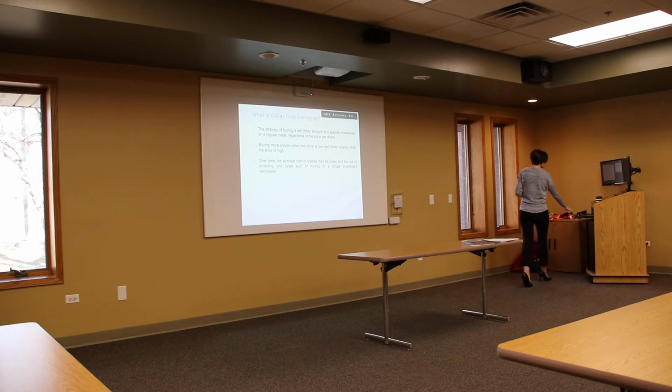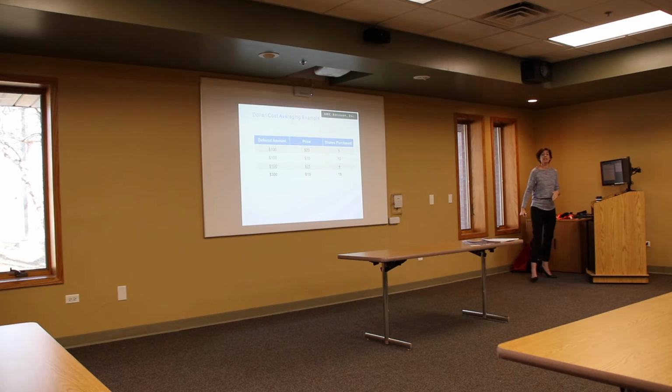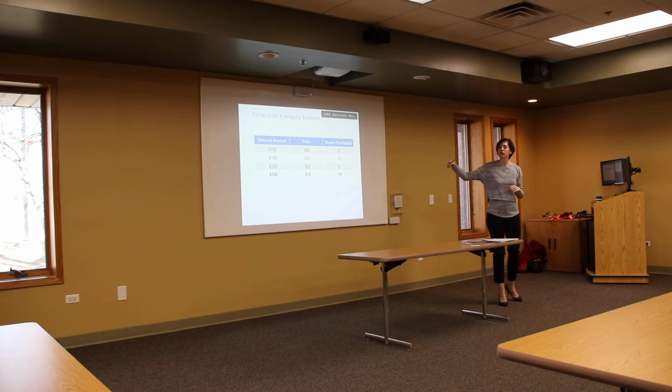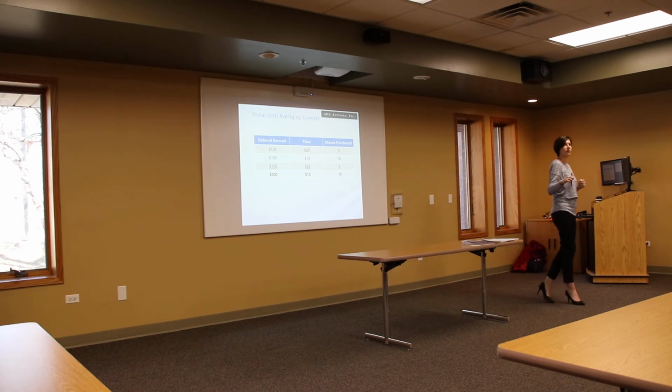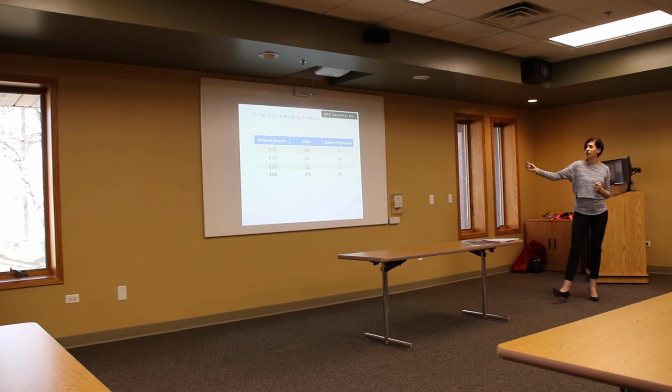And by doing that, you start to push down the average cost of all the different shares that you purchase in your portfolio. This chart shows a really good example of that. Let's say you're deferring $100 each time, and we have 3 different months: January, February, and March.